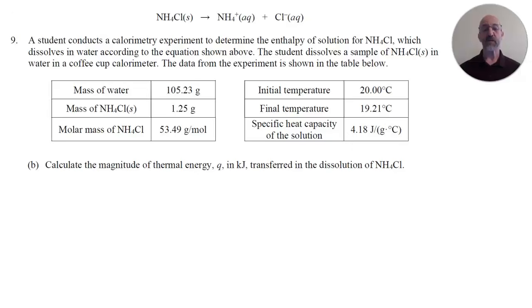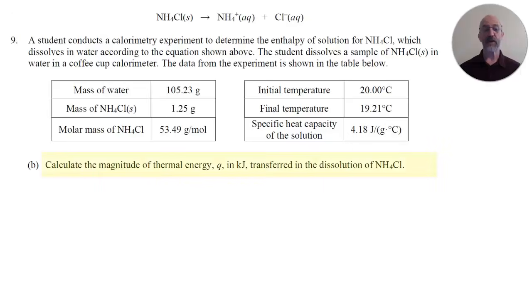Now you might be wondering, there are two different masses listed in this table. We have the mass of water, which is 105.23 grams, and we also have the mass of solid ammonium chloride, which is 1.25 grams. You might be wondering, do I use the mass of the ammonium chloride, or do I use the mass of the water? And the correct answer is actually you have to add them together.